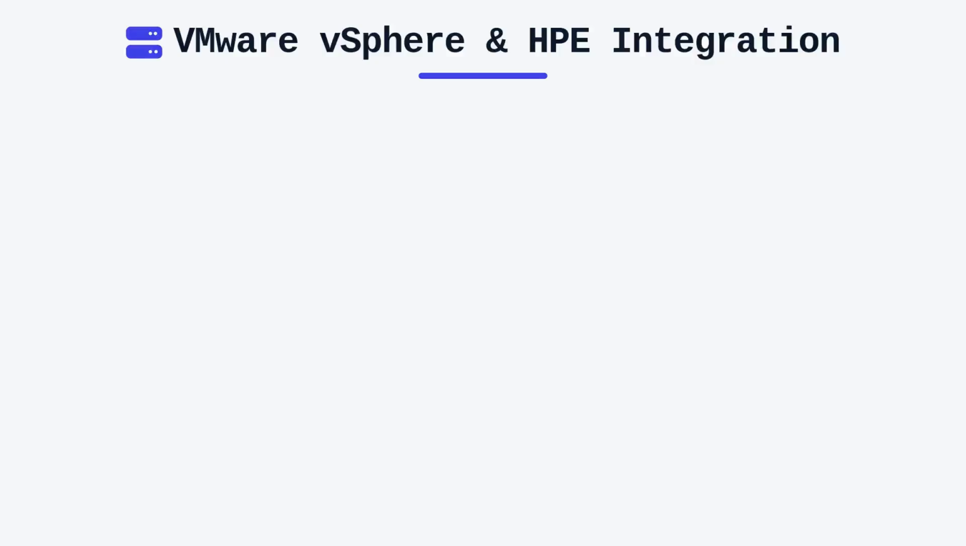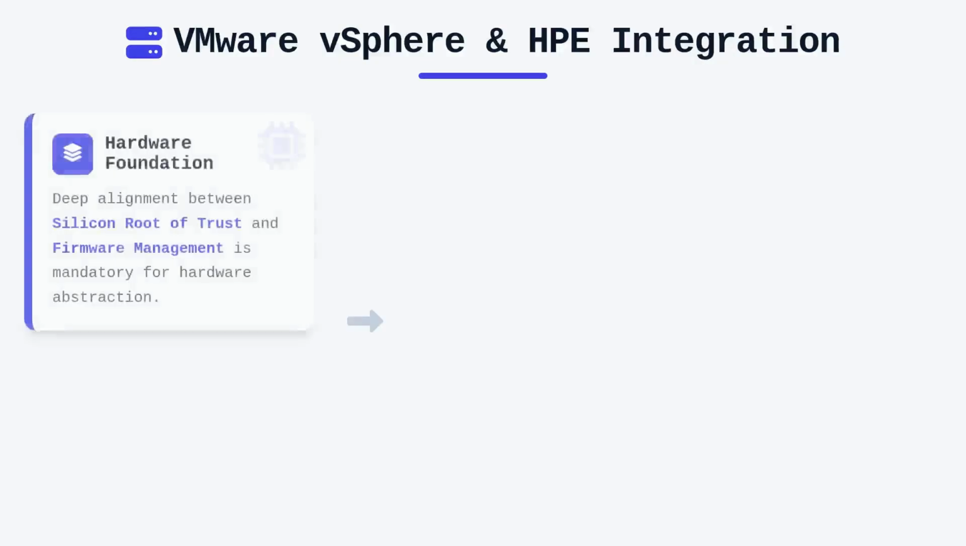Integrating VMware vSphere into an HPE environment is not merely a matter of installing a hypervisor on a server. It requires a deep understanding of hardware abstraction layers and software-defined control mechanisms. When we talk about integration, we are primarily concerned with how the ESXi host interacts with the underlying silicon root of trust and firmware management components.